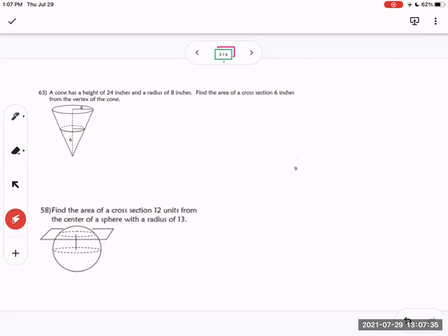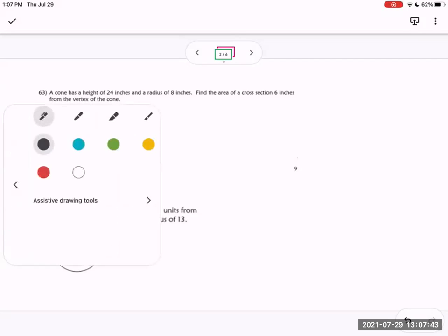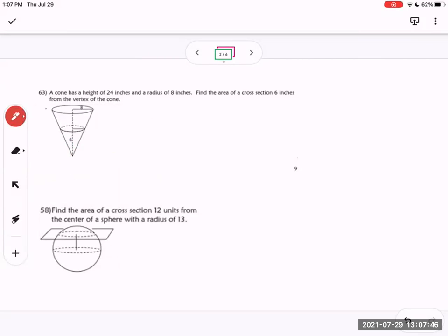So these are proportionate. So it says the cone has a height of 24 inches. So the entire height is 24 inches. So this is 24 right here. And we know that the radius is 8, so we're going to call this x right here. So we know 24 is to 8 as 6, which is the height of that portion, is to x. Wait, how's it 24 again? Because it said the height of the cone was 24 inches. Oh, sorry, I didn't read that.